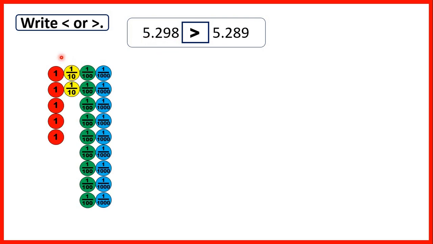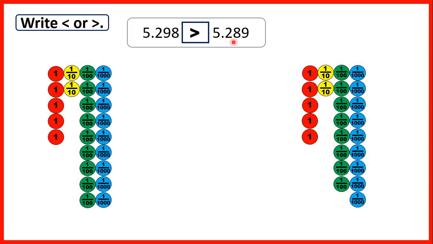First, we had 5.298, so that's 5 ones, 2 tenths, 9 hundredths and 8 thousandths, and we were comparing that to 5.289, so 5 ones, 2 tenths, 8 hundredths and 9 thousandths. This first number was larger because it has 9 hundredths, but the second number only has 8 hundredths.